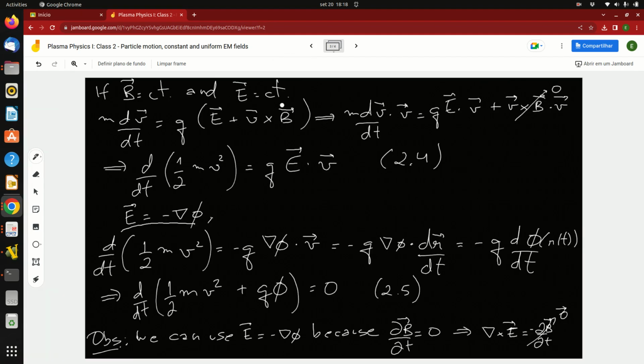Our third situation will be an electrostatic uniform field, so we will have no background magnetic field and a constant electric field. So equation 1.1 will become dp/dt equals QE. So this is this equation, so this is 0. So this is 3.1.